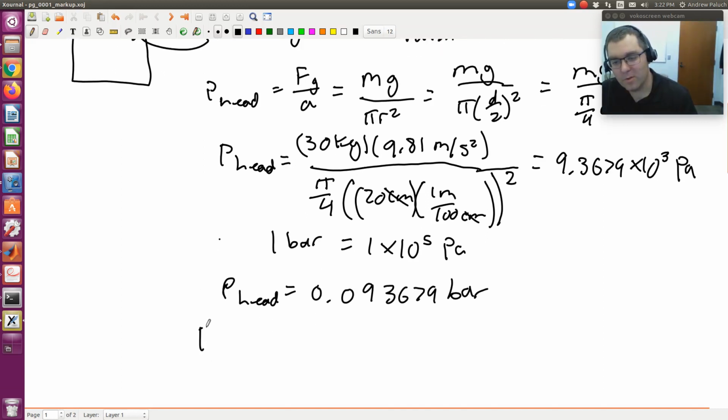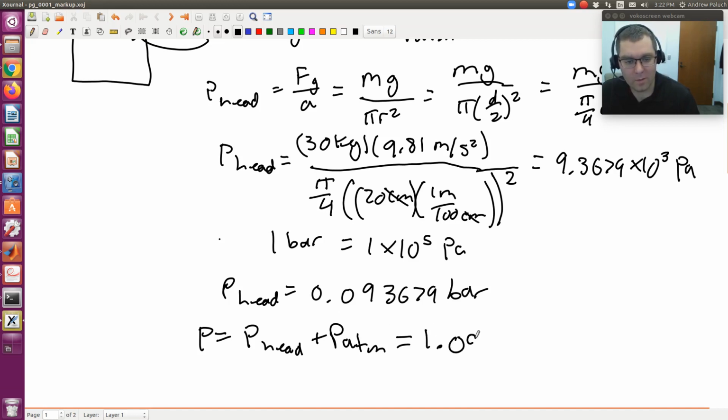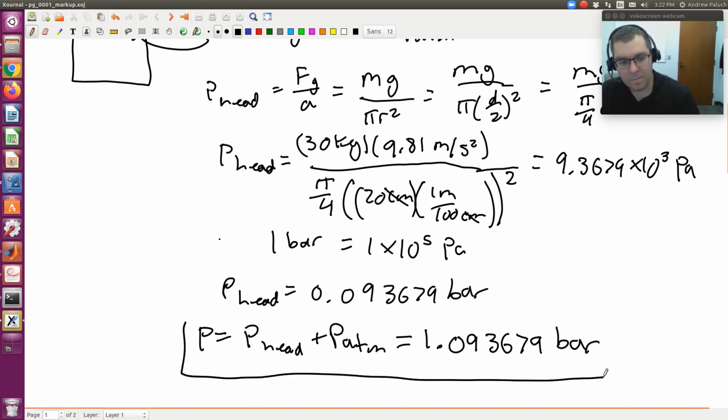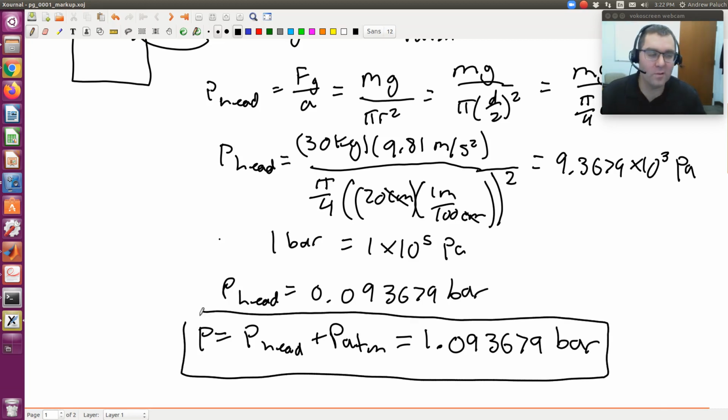So my total pressure, we said, was equal to the pressure due to that piston head plus atmospheric pressure, or the pressure of my surroundings. And the pressure of my atmosphere we had is 1 bar. So this could be a whopping 1.093679 bar. I have more decimal places than I should, but that's okay.